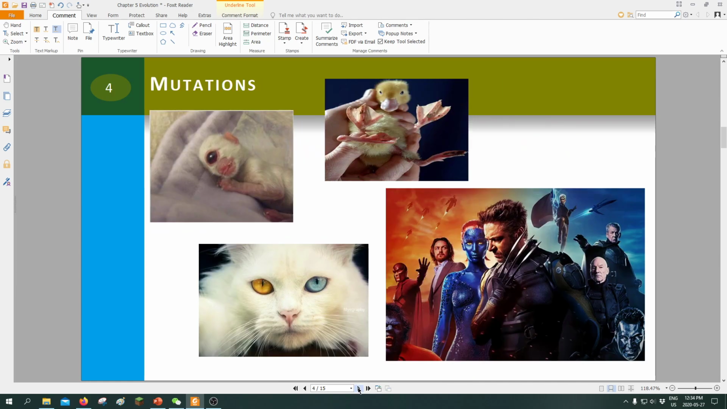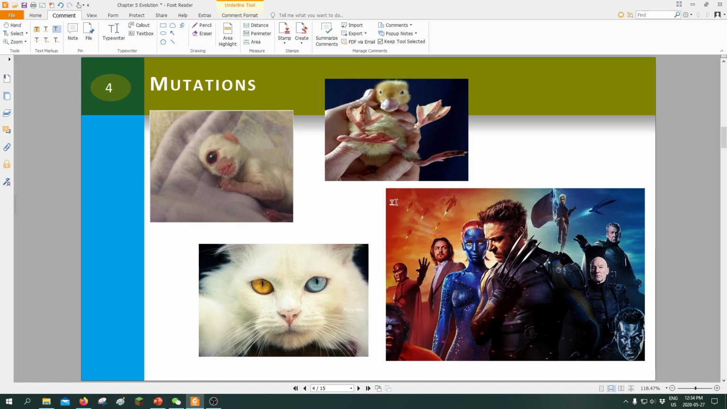Now, what are mutations? Mutations are simply changes in the DNA that cause a random trait to come up. For example, a random trait could be one eye for this particular organism. I don't even know what organism this is. I'm going to be honest with you. This was in a previous version of the notes and I have no idea what this thing is.